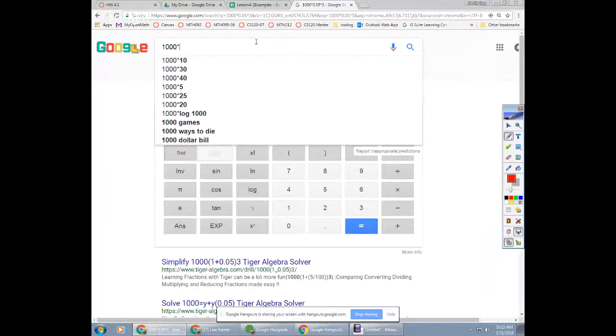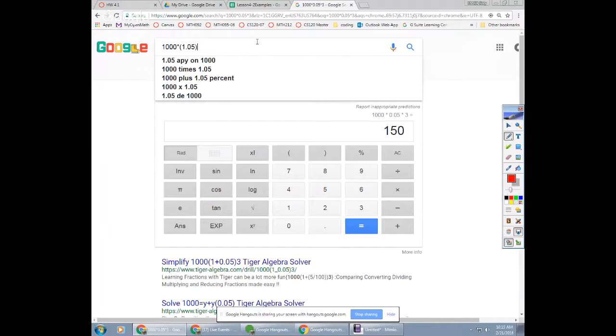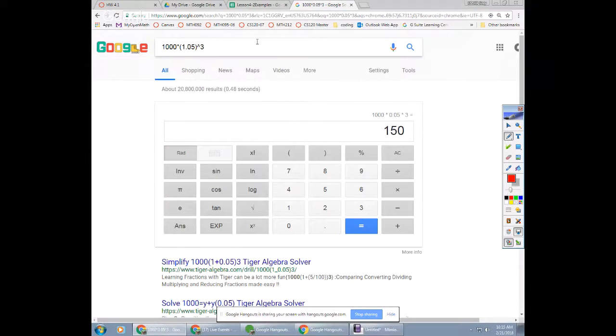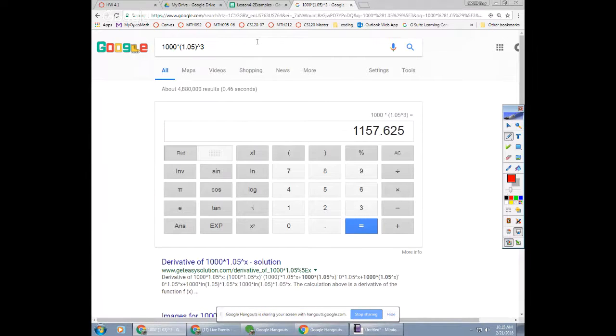So 1,000 times parentheses 1.05 is my new multiplier raised to the power of 3. Calculator says I'll get $1,157 and let's call it 63 cents.